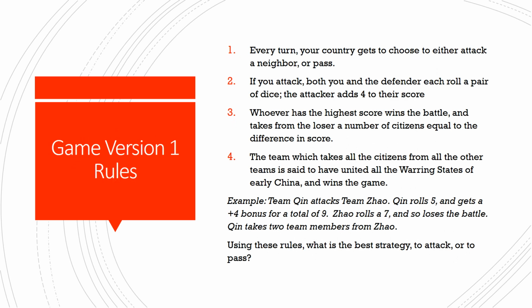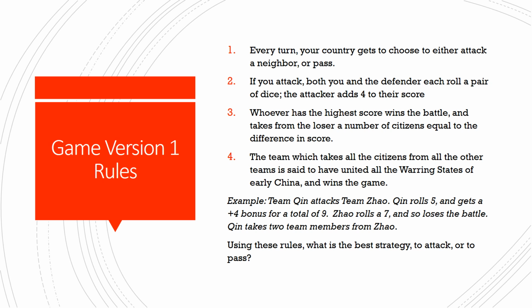Okay, let's think about playing the war game under version 1 of the rules. So, every turn, your group of friends, your country, gets to choose to either attack a neighbor, another one of the teams in the room, or to pass. If you want to attack, both you and the defender will each roll a pair of dice, and the attacker adds 4 to their score. Whoever has the highest score wins the battle, and then takes from the loser some of its team members. You actually take the citizens from that team and you put them on your team, and you take a number of citizens equal to the difference in score. Then the team which takes all the citizens from all the other teams is said to have united all of the warring states of early China and wins the game.